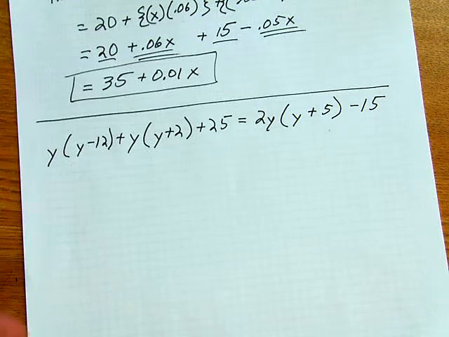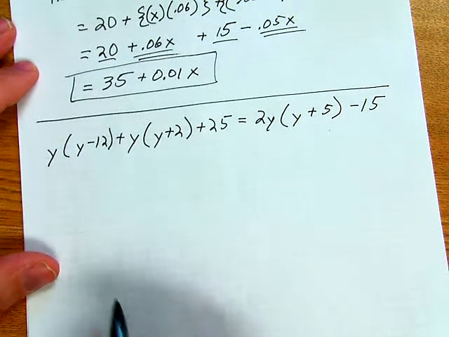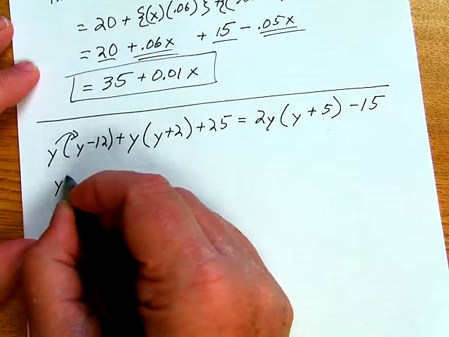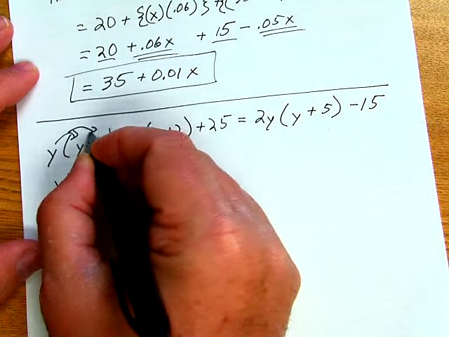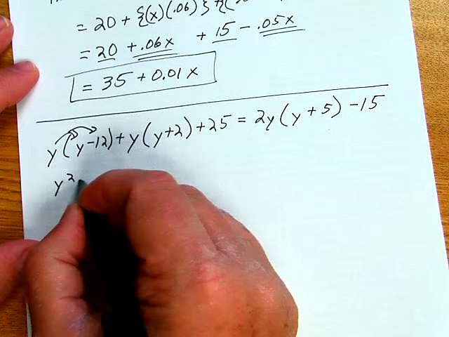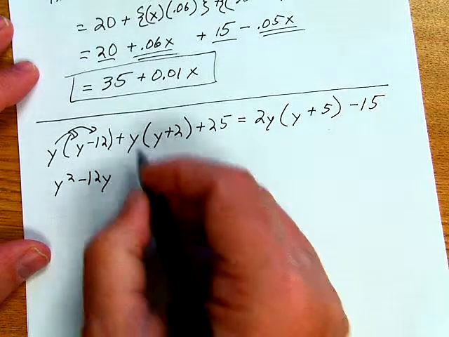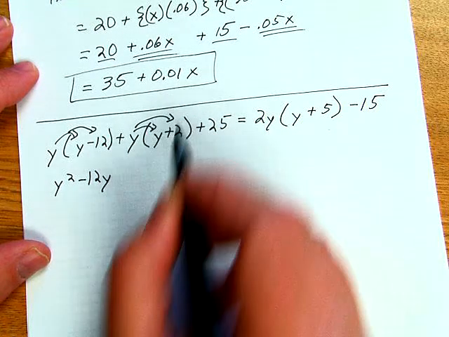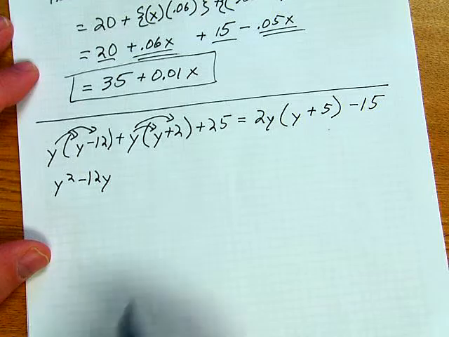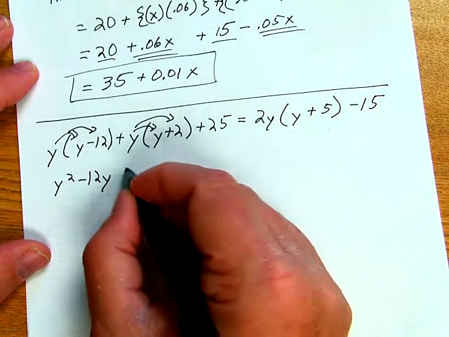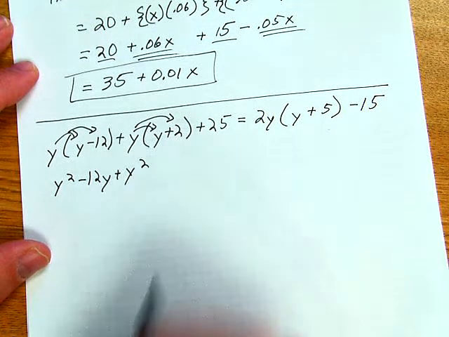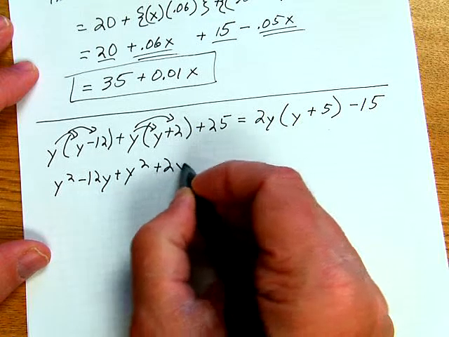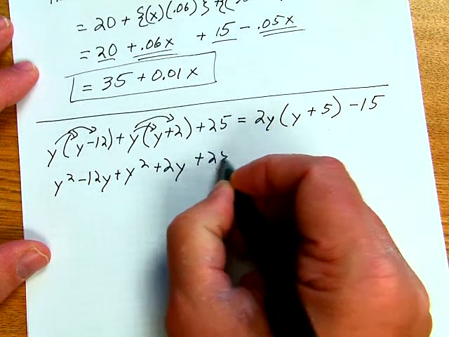So now we just multiply this all out. We start with y times y is y squared. The second arrow comes up. Y times negative 12 is minus 12y. Now we go to the next term here. Get our two arrows going. And we take y times y is y squared again. Y times 2 is 2y. And we still have the plus 25.